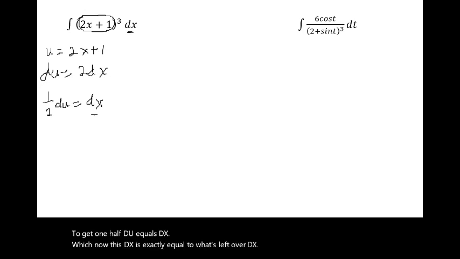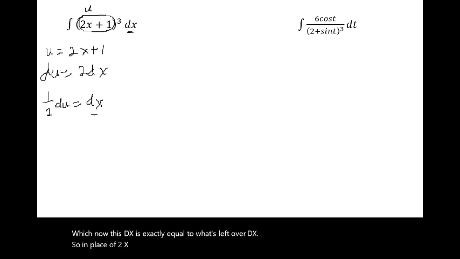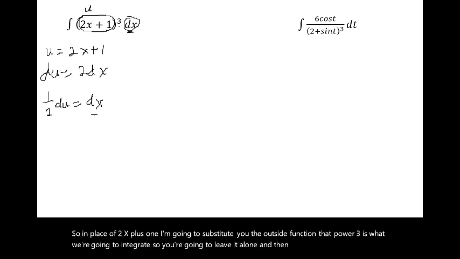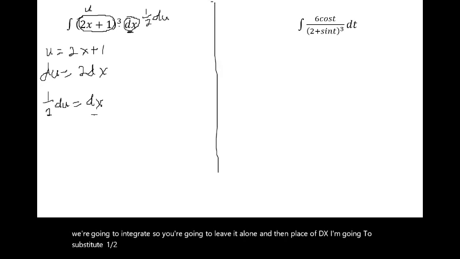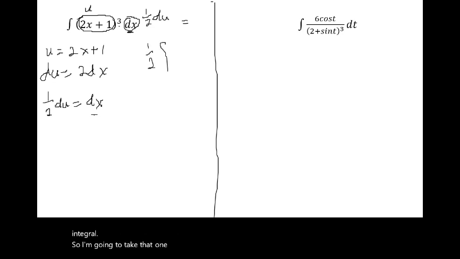So in place of 2x plus 1, I'm going to substitute u. The outside function, that power 3, is what we're going to integrate, so you're going to leave it alone. And then in place of dx, I'm going to substitute 1/2 du. And then remember, you can always take that constant multiple out of the integral. So I'm going to take that 1/2 out of the integral right now, times the integral of u to the 3rd power du.